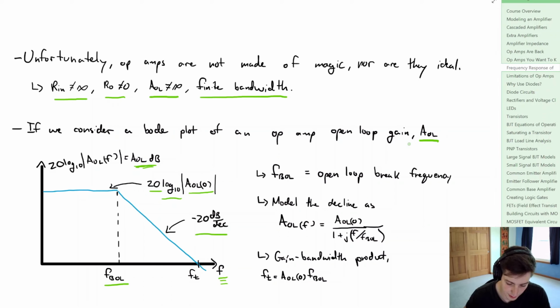And that'll go until you get to some frequency f_T. I always like to call that the termination frequency because your op-amp is pretty much terminated at that point. You're not getting much out of it. But we model this decline with the equation here. We have the open loop gain at the DC case, and then we have 1 plus j times the ratio of the frequency divided by the break frequency. Now we can define something called the gain bandwidth product, which is equal to the open loop gain times the break frequency. And that's actually the value that we use for f_T.